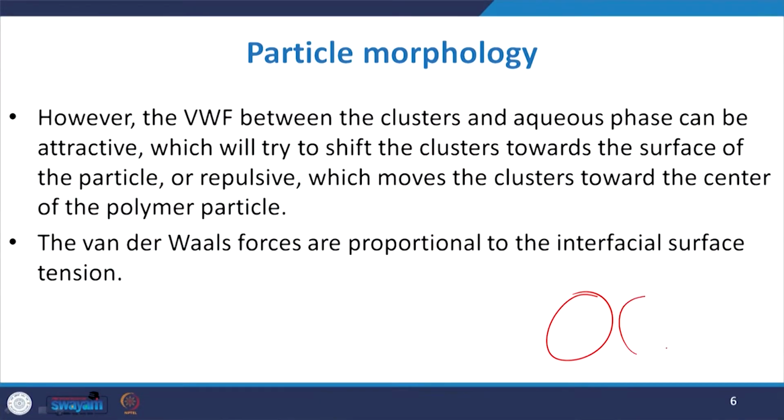However, the van der Waals forces between the cluster and the aqueous phase can be attractive, which will try to shift the cluster towards the surface of the particle, and sometimes repulsive. So, this moves the cluster towards the center of the polymer particle. Now, these van der Waals forces are proportional to the interfacial tension, and this interfacial tension plays a very important role in the migration tendency.